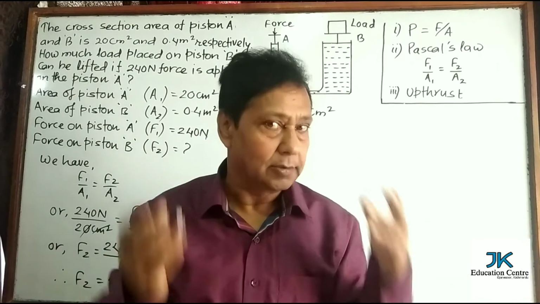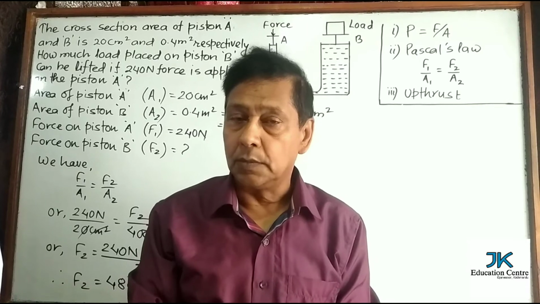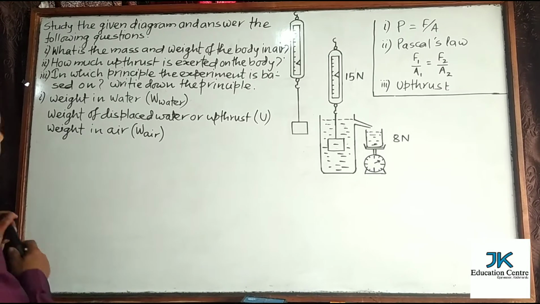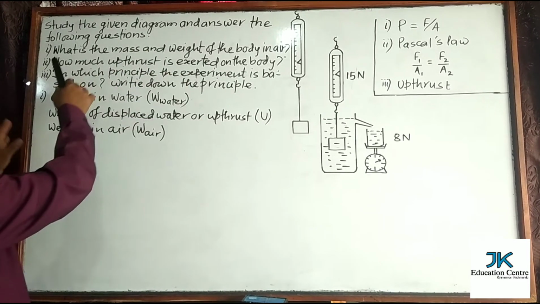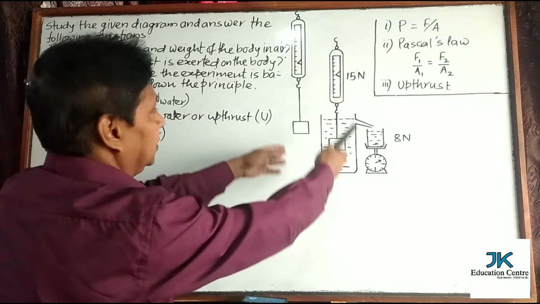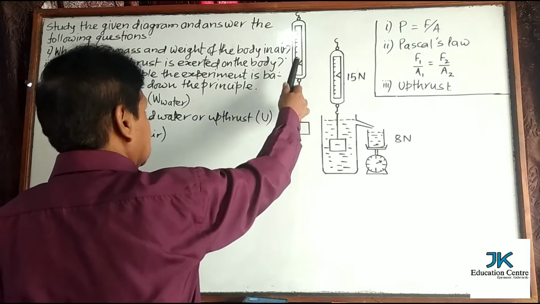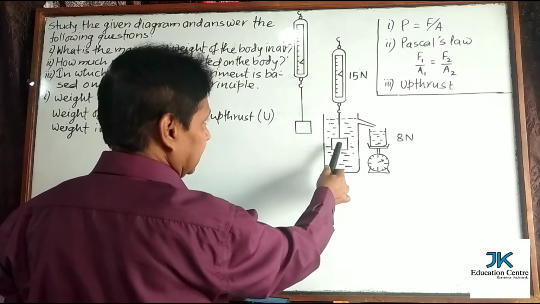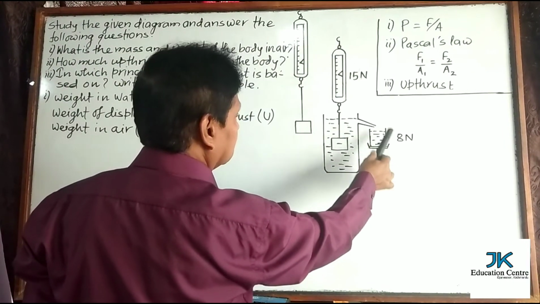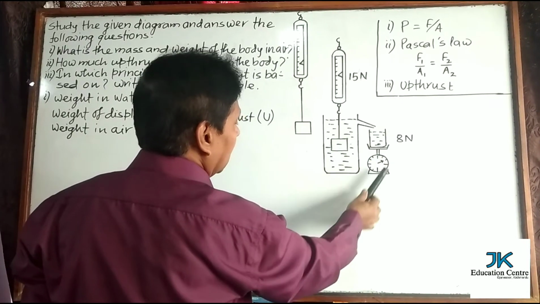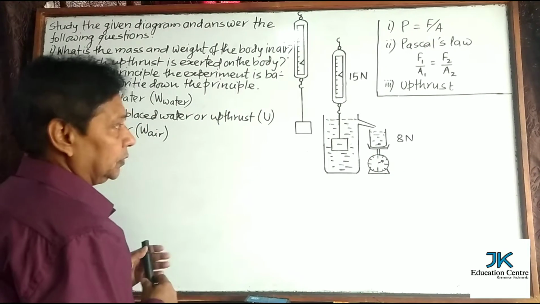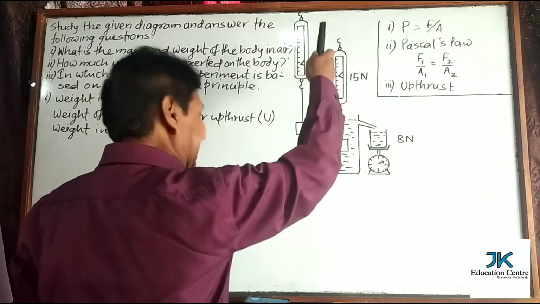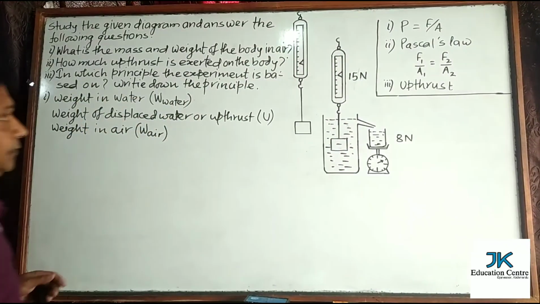Now I want to give another example of a numerical problem which is related to upthrust. Look at this numerical problem. Study the given diagram and answer the following questions. One body is shown weighing in air and the same body is weighed in liquid, and the displaced liquid is shown in another beaker which weighs 8 Newton. This means the weight of displaced liquid is 8 Newton and the weight of the body in liquid is 15 Newton. These are the information.